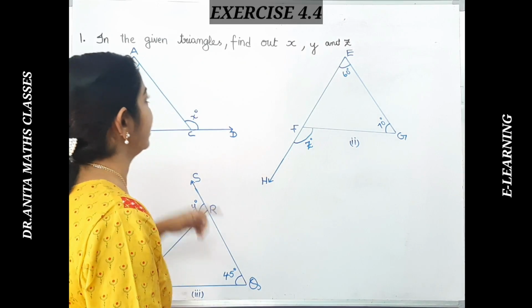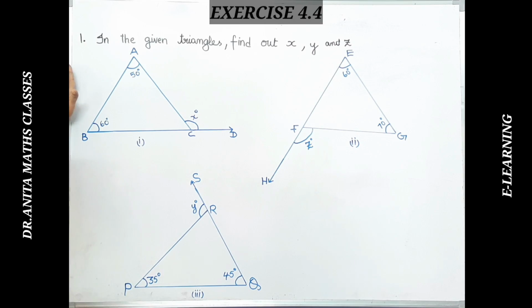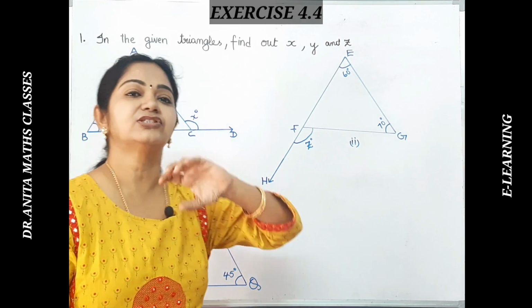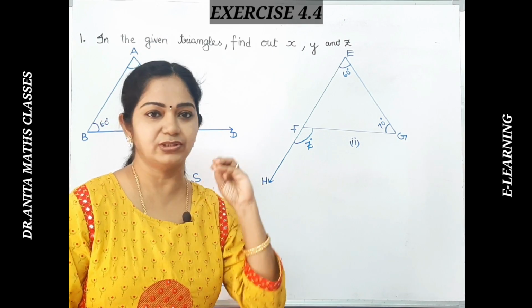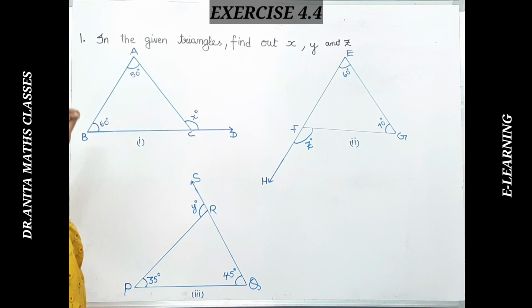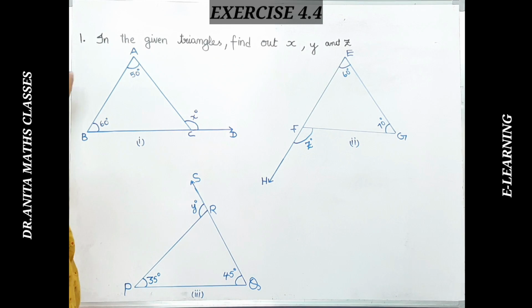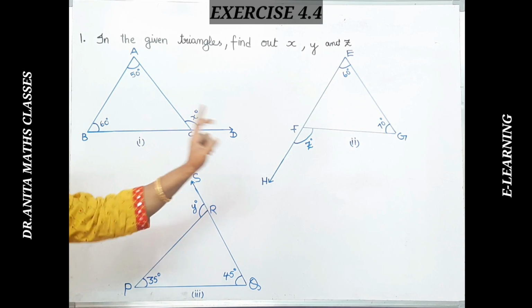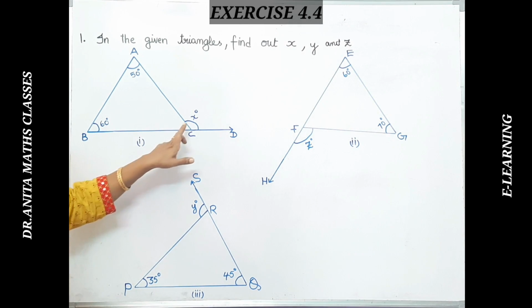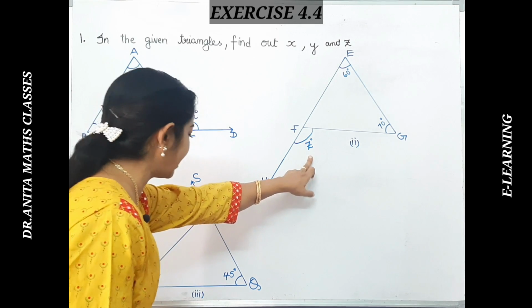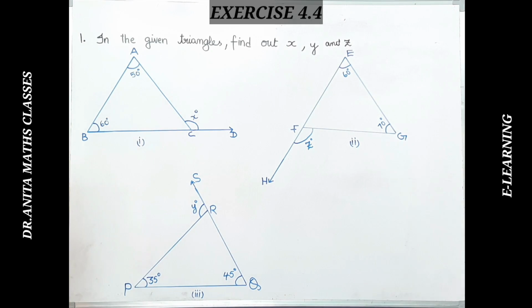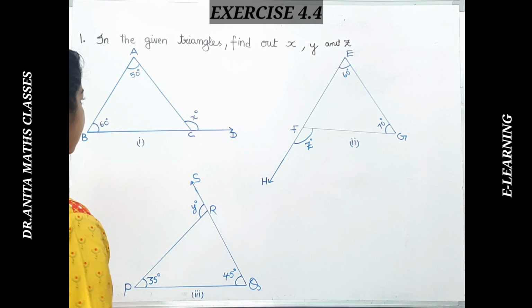Here, I'll start exercise 4.4, which involves triangles and a few theorems on triangles. In that exercise, the first problem has 3 figures given. In the given triangles, find x, y and z. In each figure there is an unknown angle: x here, z here and y here. We need to find the measure of x, y and z.